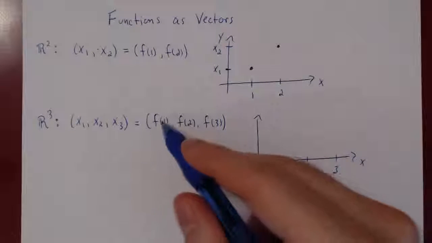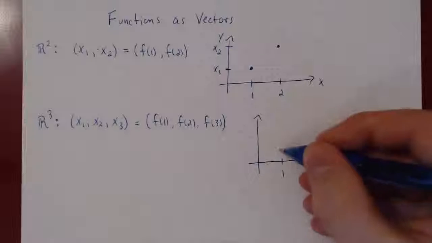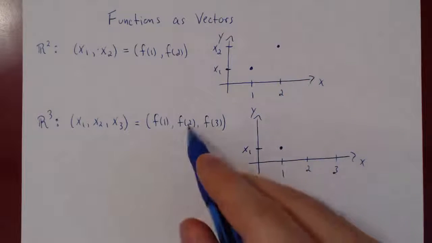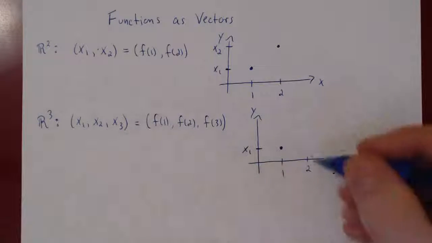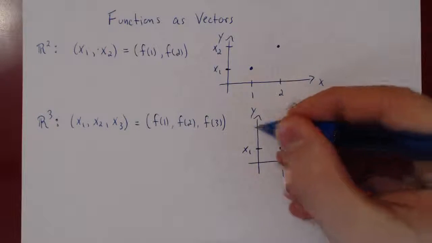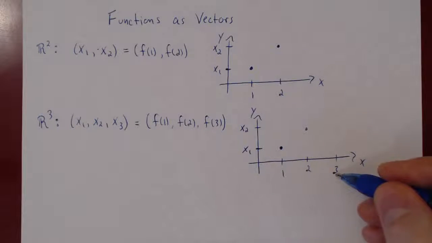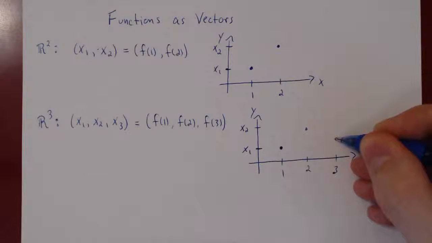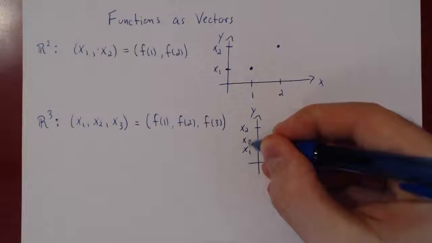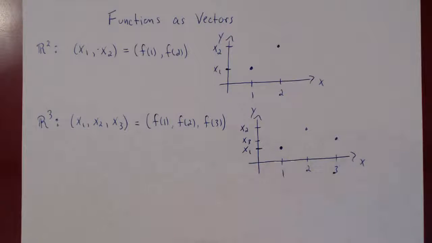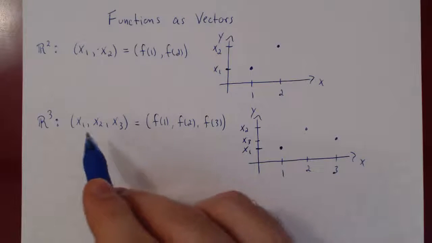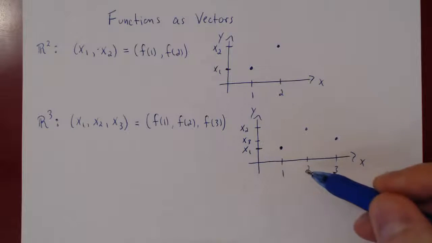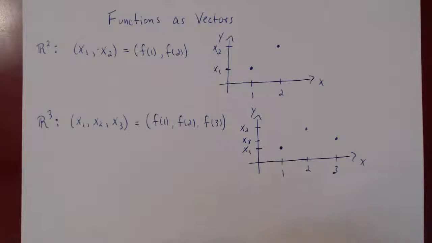So at 1, the value is f of 1, which is the first coefficient of your vector. At 2, the value is f of 2, the second coefficient of your vector. And at 3, the value is f of 3, the third coefficient of your vector. And so you see, you can naturally think of a vector in R3, a vector with three components, as the graph of a function defined only on the first three positive integers. And we can keep going.